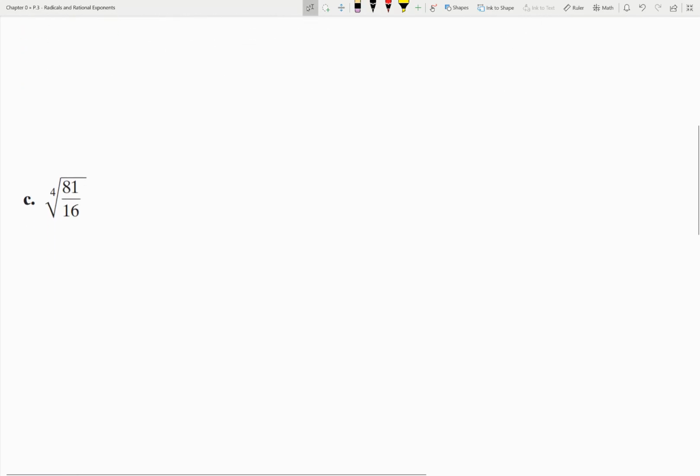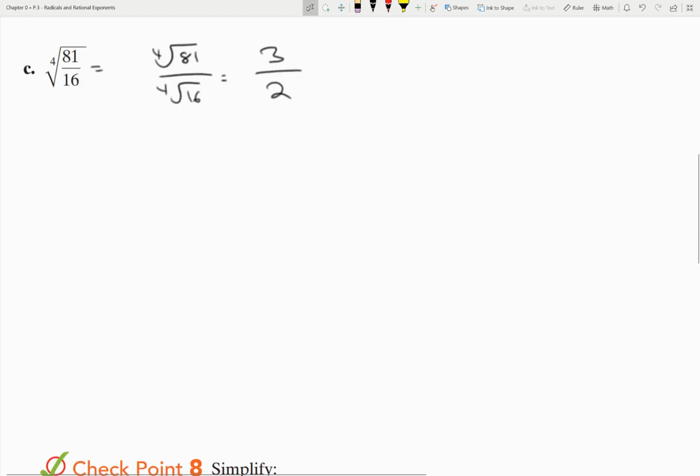Part C, again, I could, if it simplified, try to divide these first, but nothing can happen. So I just look at the fourth root of 81 over the fourth root of 16. Fourth root of 81 we saw up there was 3, and 16 was 2. To simplify this into a nice fraction.